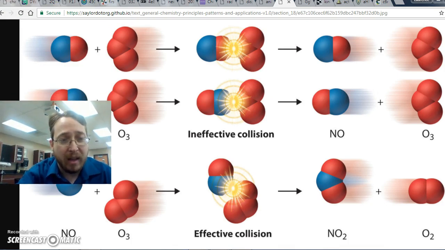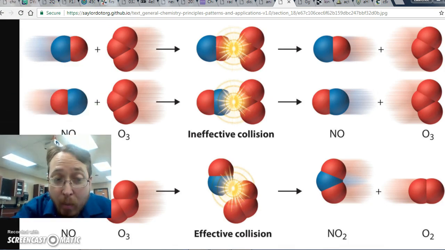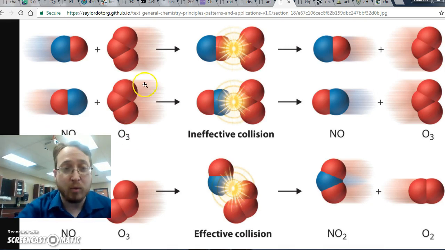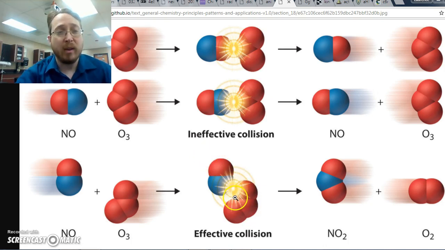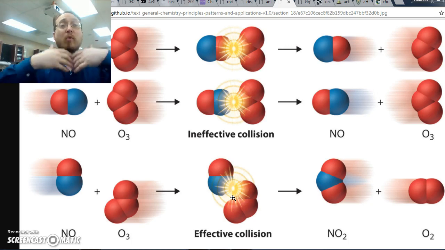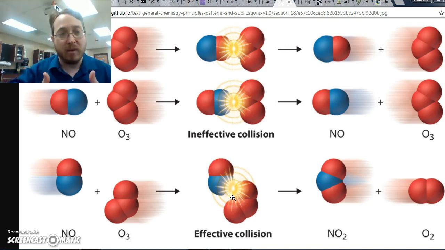So if we've got a lot of kinetic energy in those particles, those are going to collide more often. More of those collisions will be the right orientation, and more reactions will occur. So there are some examples of ineffective conditions because the orientations are not right, and other examples of effective conditions where the orientations for collision are right. And we can't really control the orientation of collision. But if we have more energy in the system, then there will be more collisions and more of them will be effective, and so the reaction will occur faster.